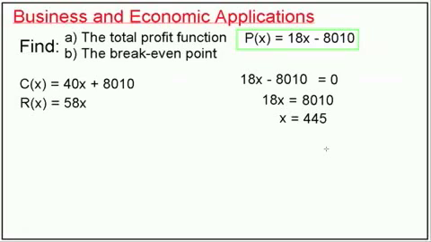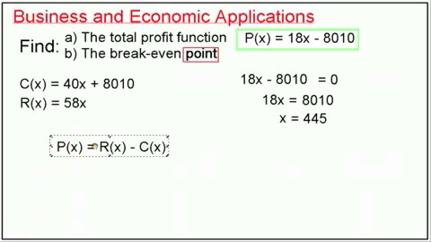And we're done. We should box it, right? Well, hang on a second. Let me highlight this idea right here. They're asking us for the break-even point. And so the break-even point is an ordered pair. And we have found simply the x aspect of that ordered pair. We need to find the other part. Now, how are we going to do that?